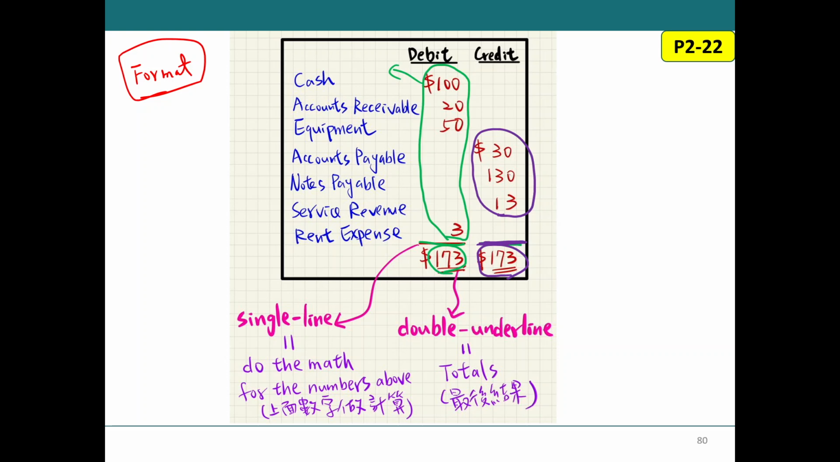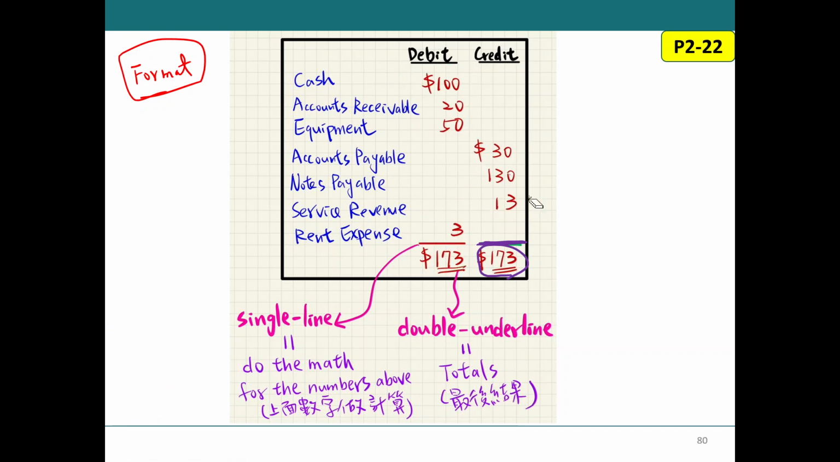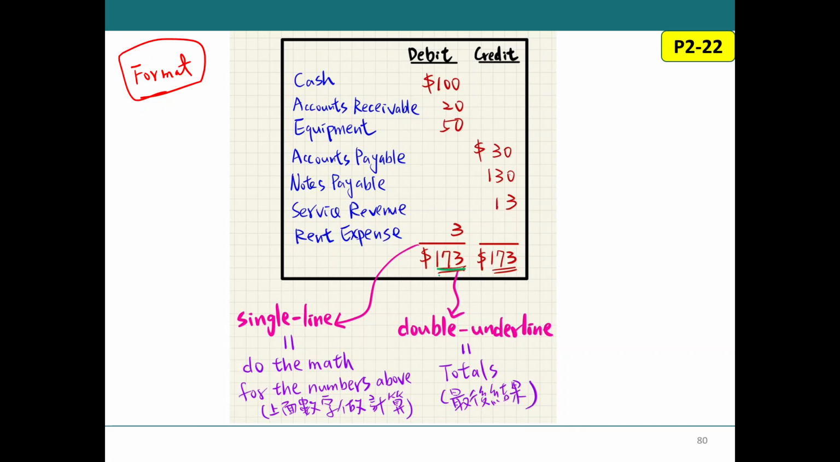Okay, last thing is when we use the double underline. Here, did you find out we use double underline for what number? Final amounts, totals, final amounts. So when I draw a double underline, it means that's the final number. So no more, we stop here. No more.